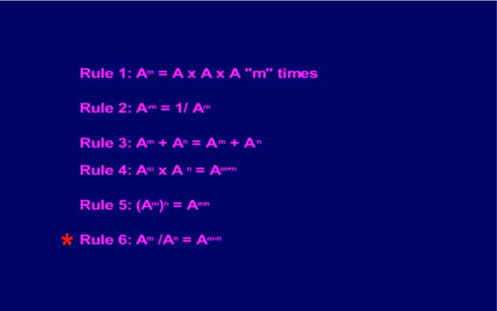And rule number 6, if we divide by exponents, you're subtracting. So a to the m divided by a to the n equals a to the m minus n.